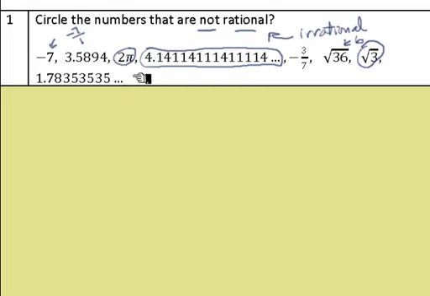And finally, the last number doesn't terminate, but it does follow this repeating pattern. You see how the 3, 5 repeats. So it follows a repeating pattern. So this one is rational, so don't circle this.